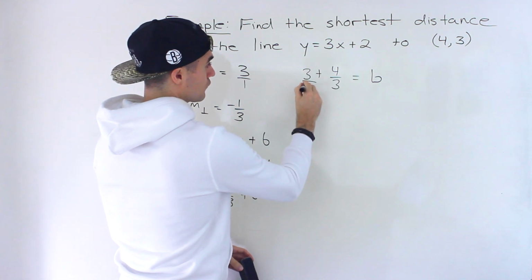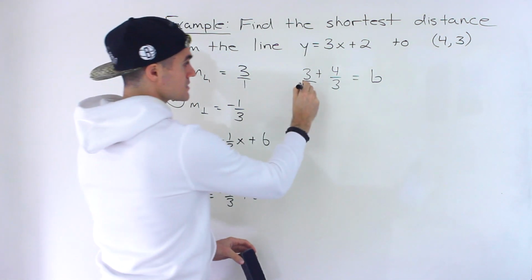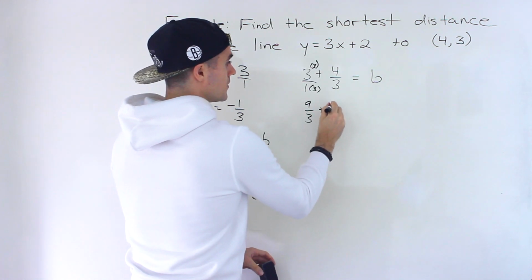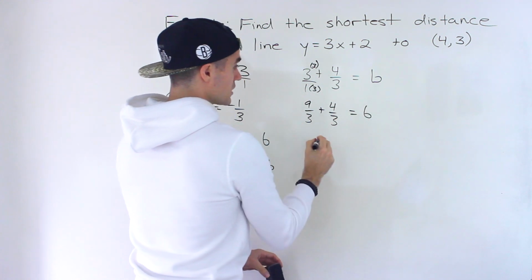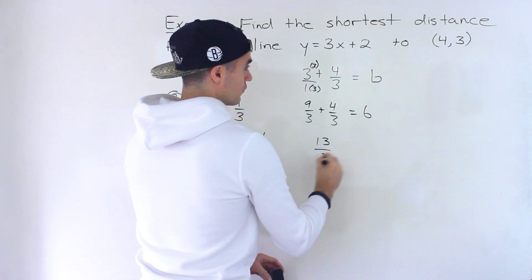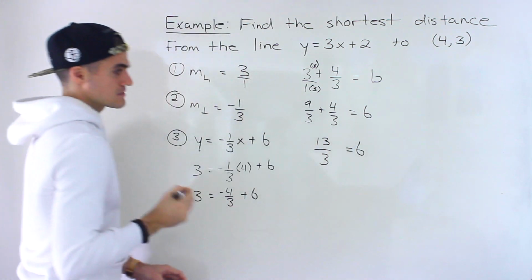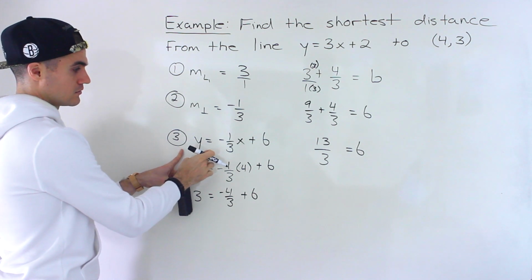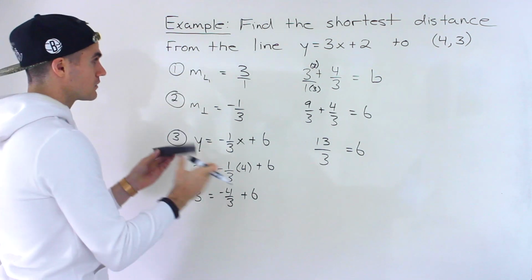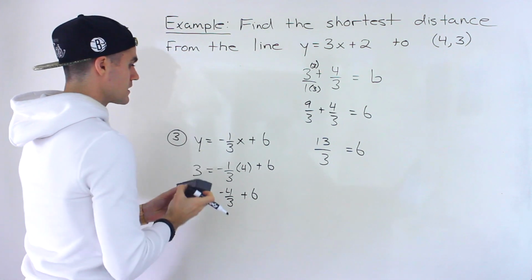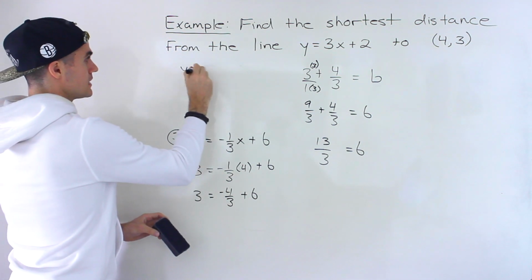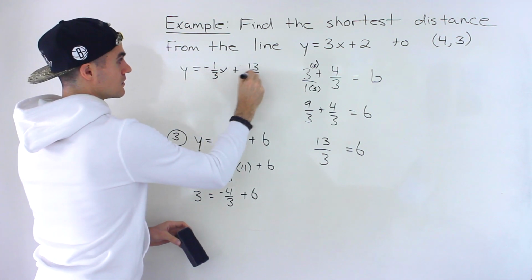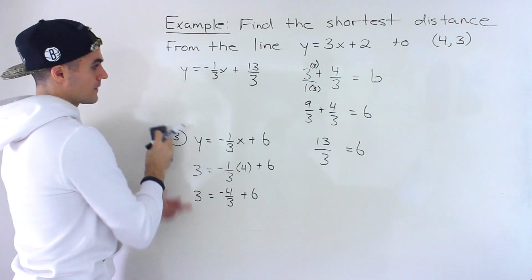So this would be 3 over 1. Common denominator between 1 and 3 is 3. So multiply this by 3, multiply this by 3. So we'd have 9 over 3 plus 4 over 3, which gives us 13 over 3. And then that doesn't simplify any further. So our final equation of L2, of that perpendicular line, is going to be y equals negative 1 over 3x plus 13 over 3, like that.